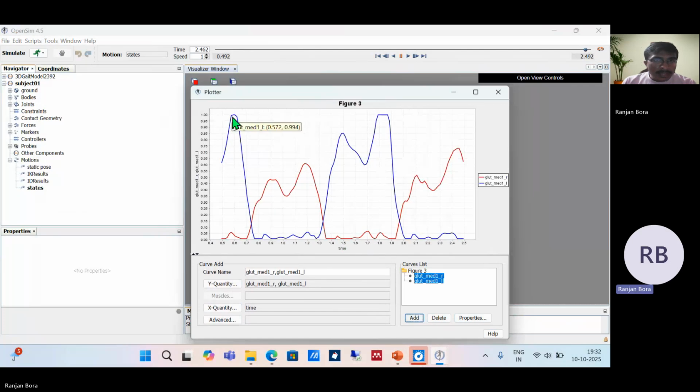So here we can see at this time the muscle is fully activated. The muscle activation is 1, and between time 0.8 to 1.3, the muscle activation is 0 or very little. So blue colored one is for the left muscle, and red colored one is for the right muscle. So these are the muscle activations for these timings for these two muscles for this activity.